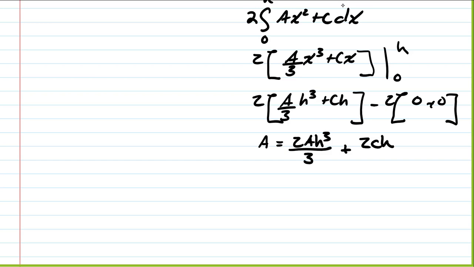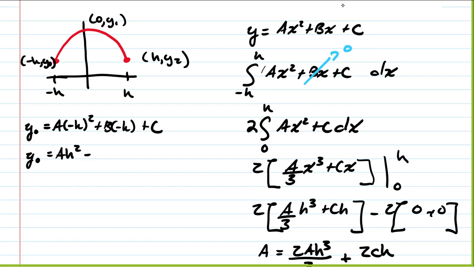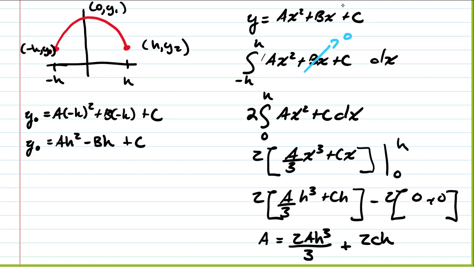Okay, so let's start with our system of equations that we're going to have here. So we have y0, that's this one. That corresponds to the input negative h. So if I put that in, I'm going to have a times negative h squared plus b times negative h plus c. So that gives me that my first equation, y0, is equal to ah squared minus bh plus c. Now let's move to our second point, y1.